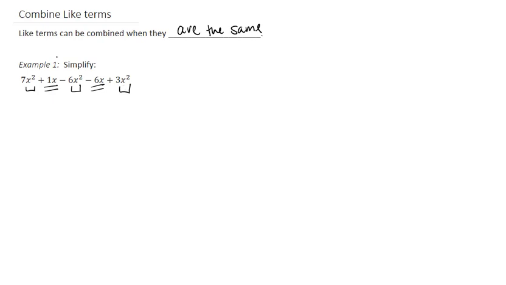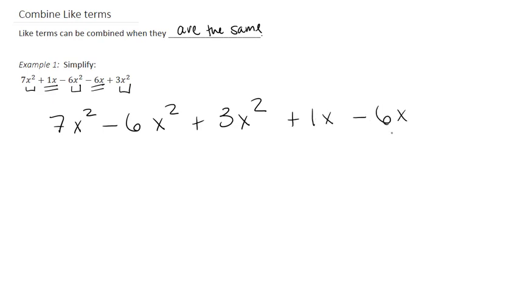So let's go back over this. We'll rewrite this. We have 7x squared minus 6x squared plus 3x squared. So these 3 terms can be added together. Then we have plus 1x minus 6x. So we first deal with these first 3 terms. We have 7x squared minus 6x squared. So that's just 1x squared. If we were to combine these two, it's just 1x squared.